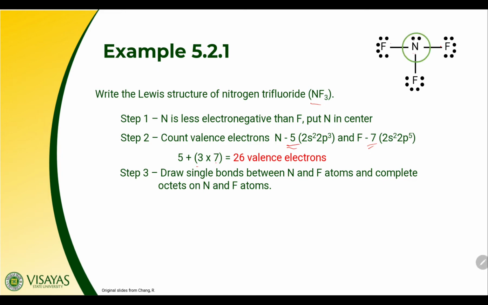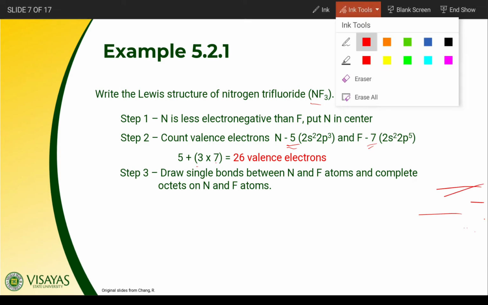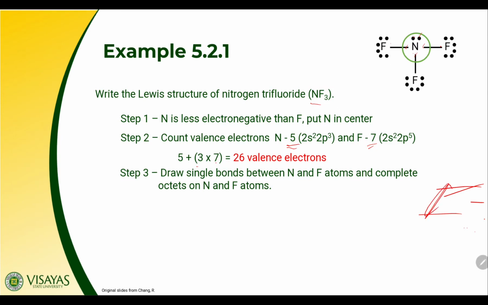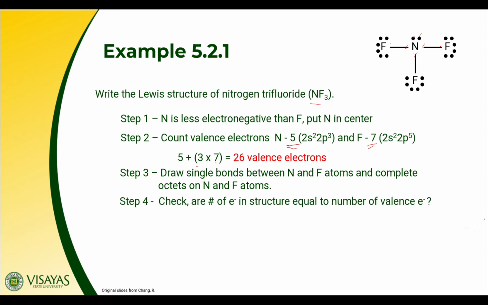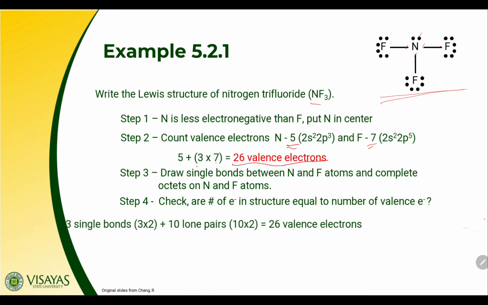Here we have the valence electrons of nitrogen, 1, 2, 3, 4, 5, and then for fluorine, the valence electrons. Next, we check if the number of electrons in this structure is equal to the computed number of valence electrons.